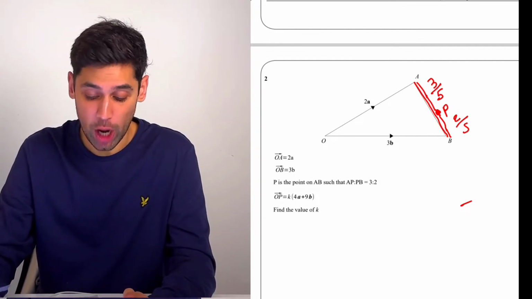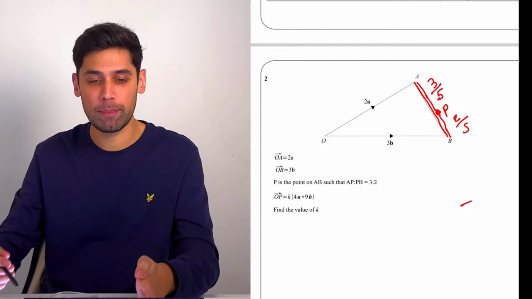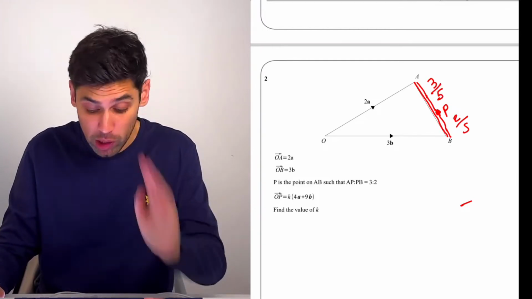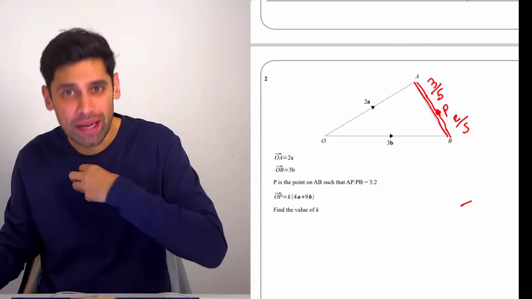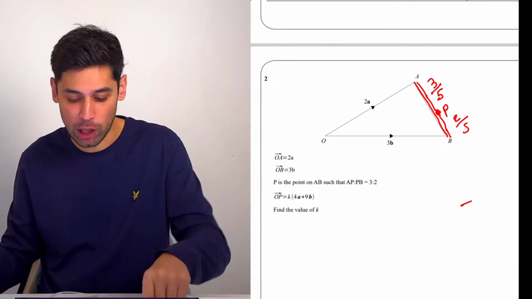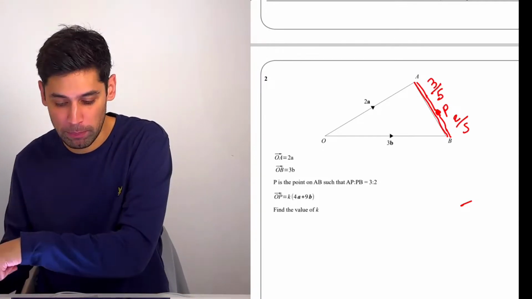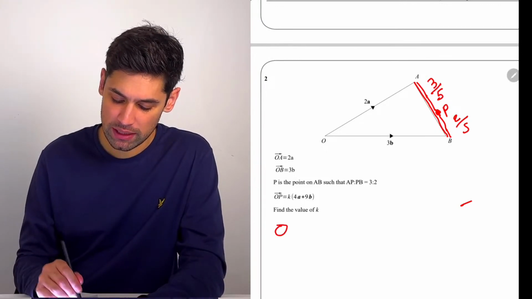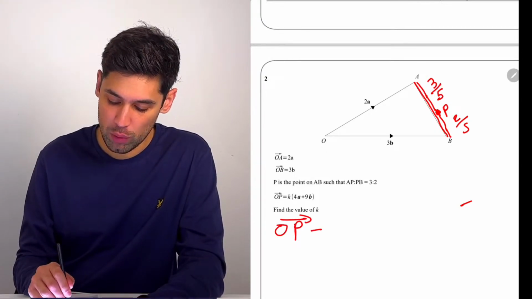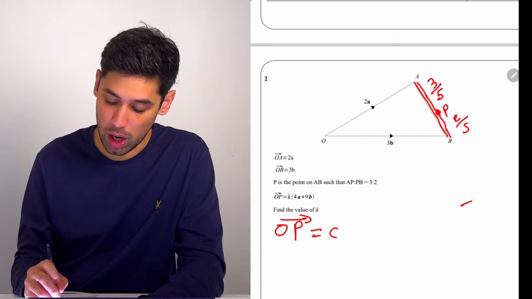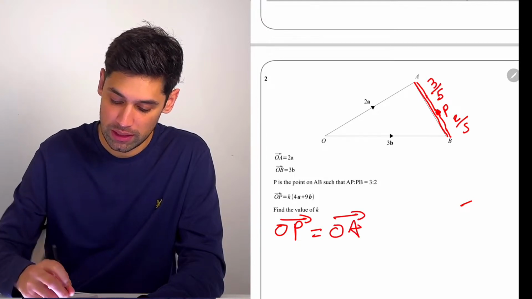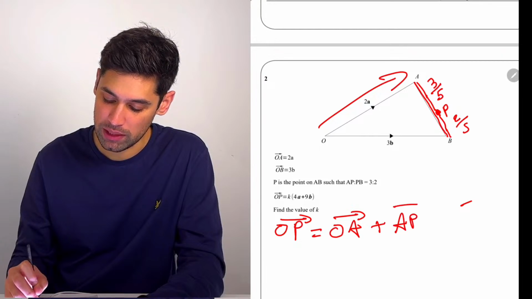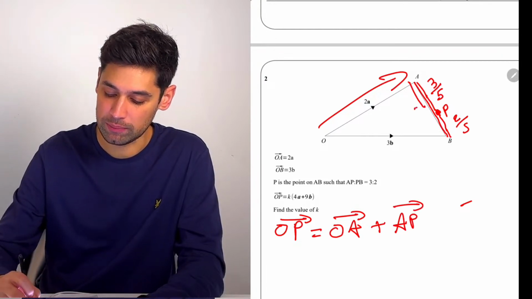Next, it's saying OP equals K brackets 4A plus 9B. Find the value of K. So once again, just because they have mentioned OP, we are going to find OP. And that means, how do we get from point O to point P using only lines with arrows on them? So first of all, let's notate our journey here. OP is going to be O to A, taking us up there, plus A to P, taking us down there.